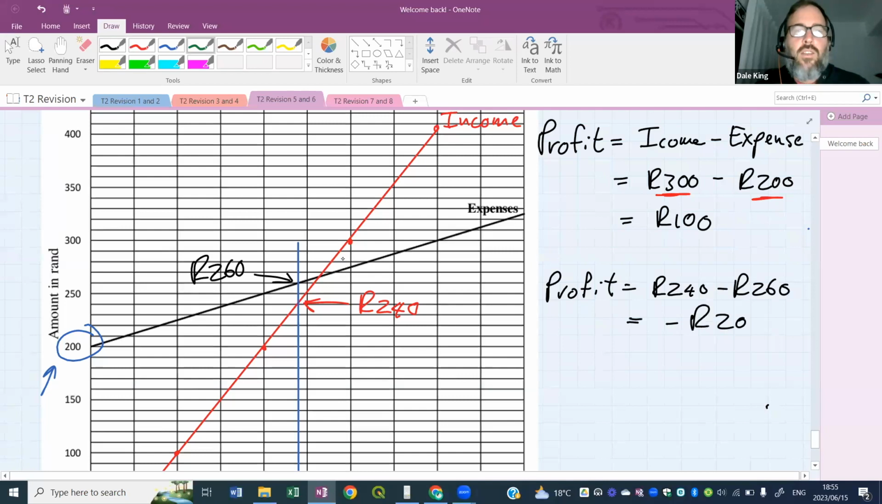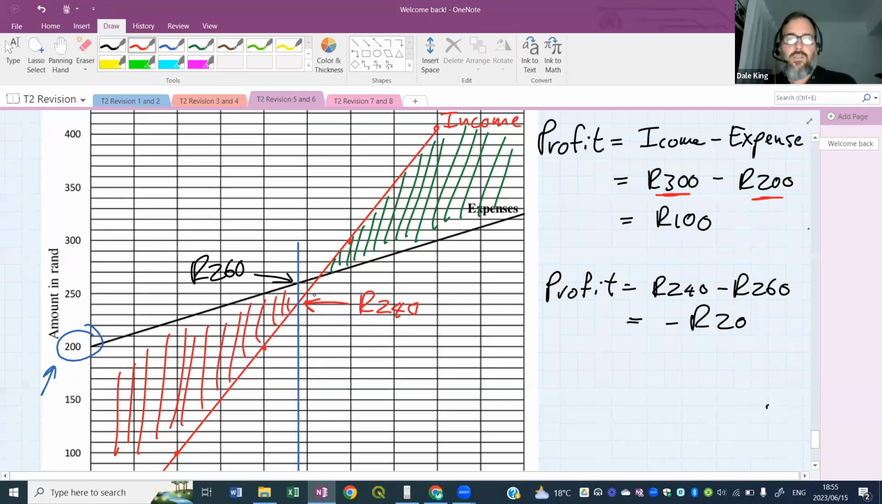All right. So on a graph like this, where the income is above the expenses, which is this part of the graph here, all around there, ladies and gentlemen, you are making profit. On the other side, where the expenses are higher than your income, you are making a loss.